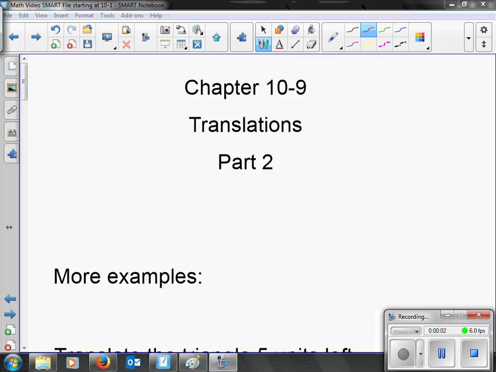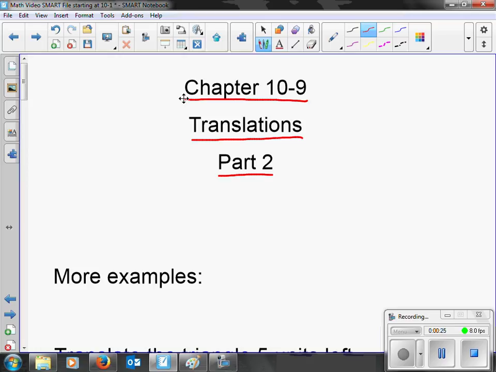Okay, in this chapter video, we're still in chapter 10, section 9. So we're doing translations. These are just more examples. So you have the St. James heading at the top. Then you write underneath that, chapter 10, section 9, underline that in red. And then you write translations, underline that in red. And then part 2. Again, this is just to keep you organized.